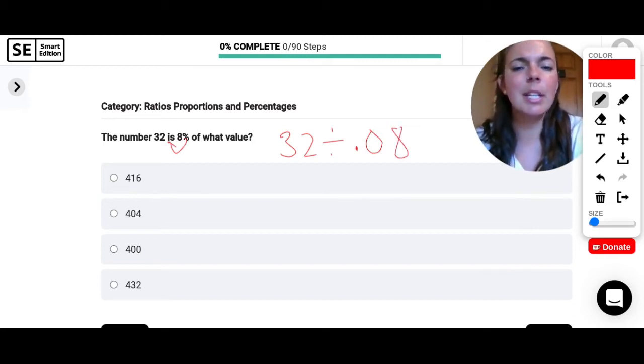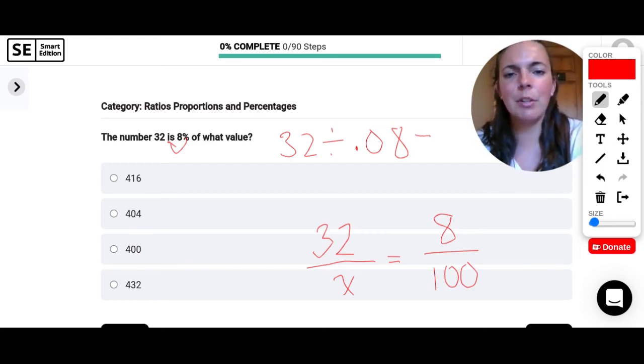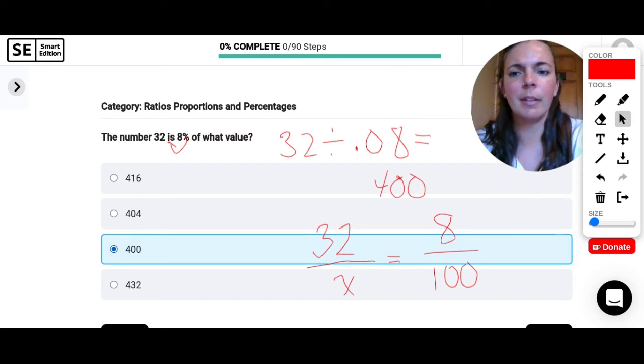or we could set up a proportion where 32 is the part out of what value is what we're trying to find, so let's call it x. That has to be equal to 8%, which is the same as 8 over 100. So either one of these strategies will get you there. So you could cross multiply the proportion to solve. Either way, you should find that we get 400. So 32 is 8% of 400.